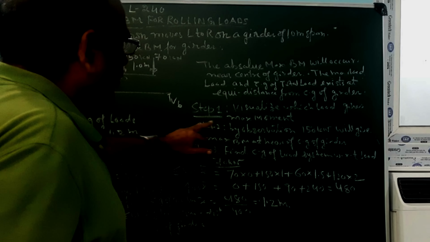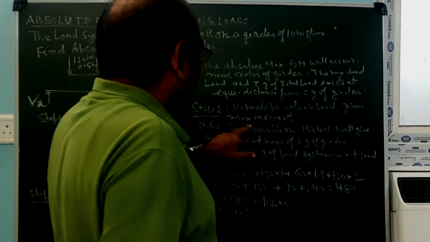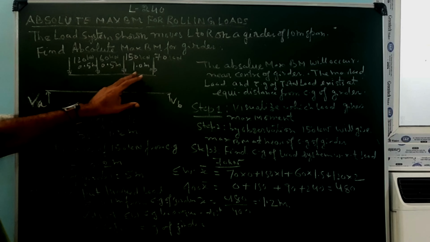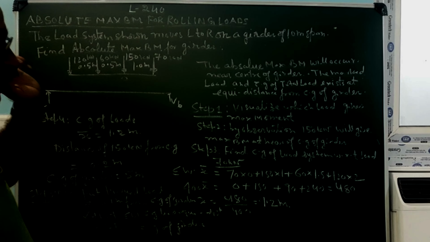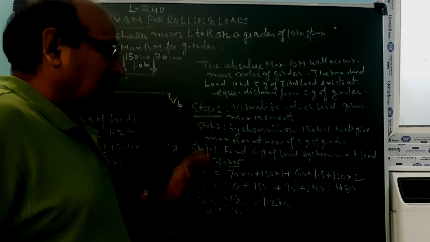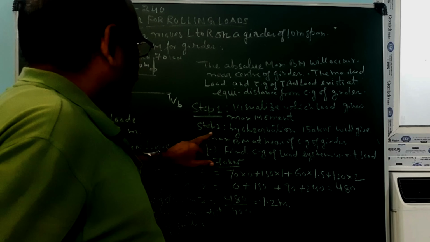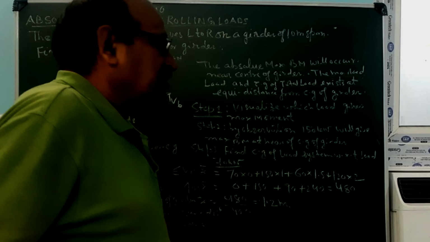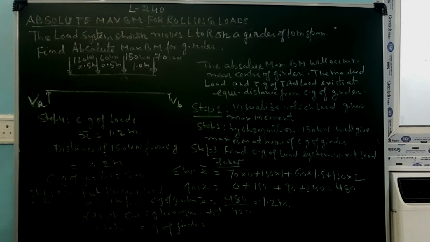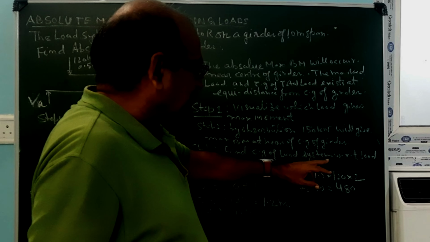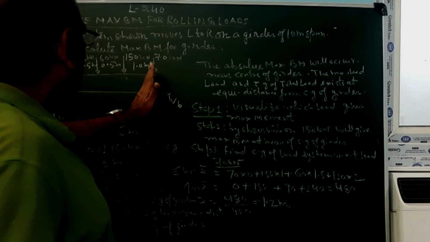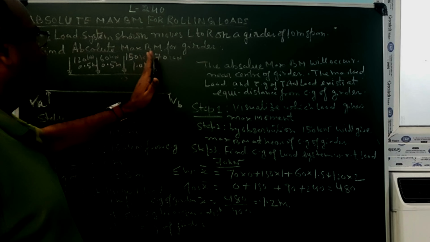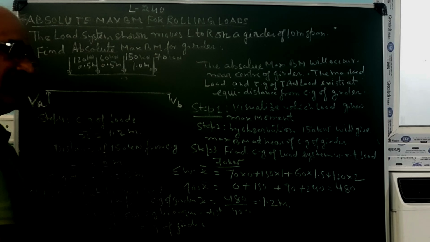For step 1, visualize which load gives the maximum moment. By visualization, 150 kilonewton will give the maximum bending moment. Step 2: by observation, 150 kilonewton will give the maximum bending moment near the CG of the girder. So this is possible. Step 3: find the CG of the load system with respect to the 70 kilonewton load, because we cannot start from 150. We will start from 70, which is the nearest load.